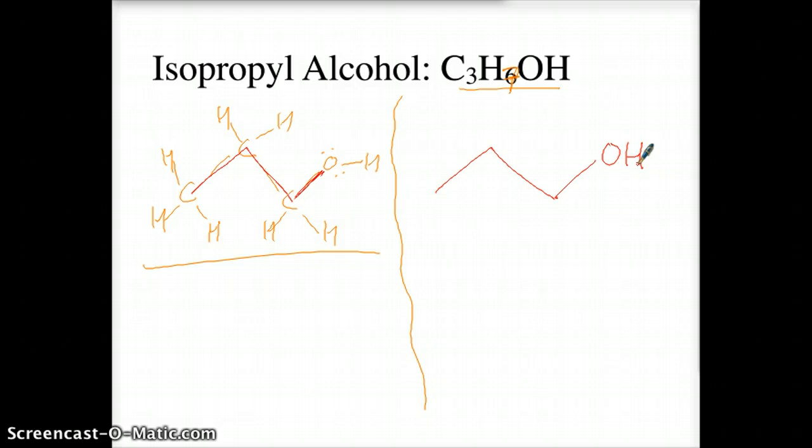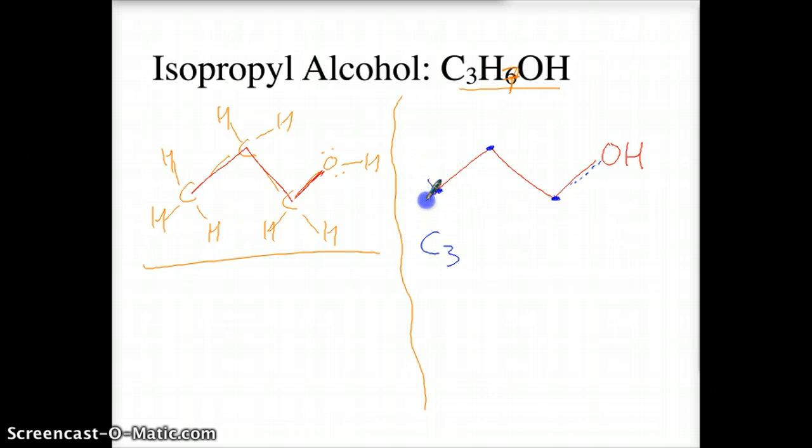Hydrogens are drawn when they're bonded to atoms that are not carbon. I don't draw hydrogens on carbons. But since this is not a carbon, this is an oxygen, I draw that H written as is, because it's going to be important in some type of reaction. Again, I have 1, 2, 3 carbons, because I have 3 vertices here. This is not a vertex, this is just showing a bond to this oxygen.